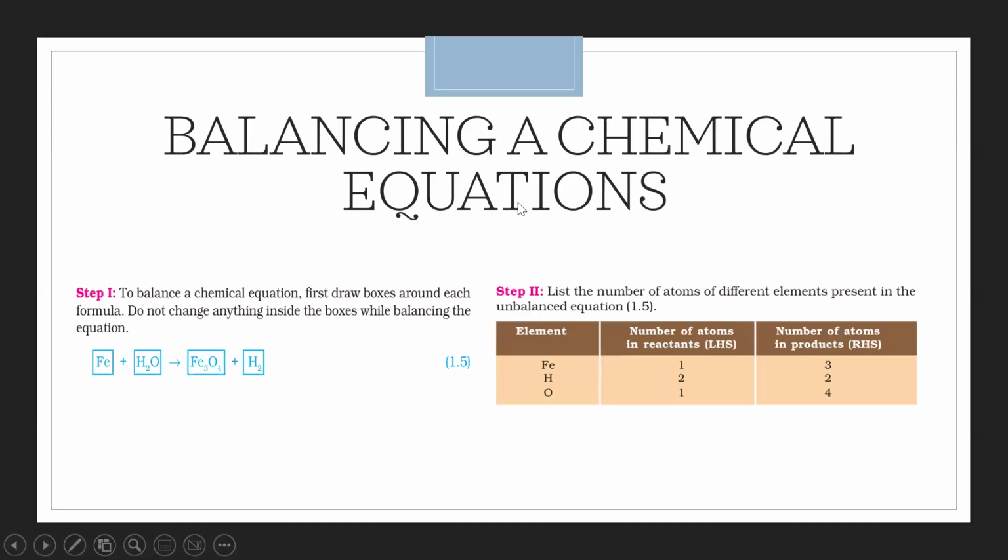Next one is balancing a chemical equation. If it is an unbalanced equation, we should know how to balance it. The first step is to box each and every formula. Next, like previously, we list the different elements present in the chemical equation. First, we have iron, hydrogen and oxygen. Then we count the number of atoms in the reactants and products. In the reactant, we have one iron, two hydrogens and one oxygen. In the product, we have three iron, four oxygen and two hydrogens. It is unbalanced, so we have to see how to balance it.